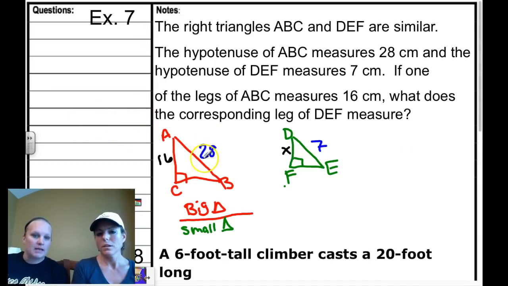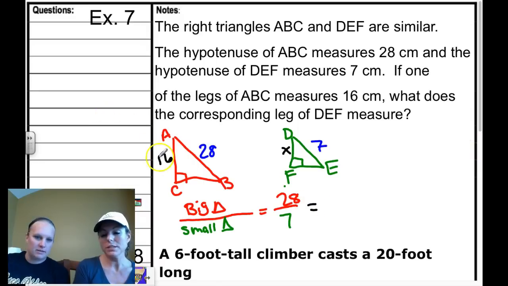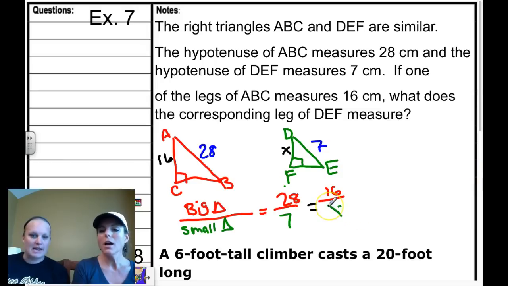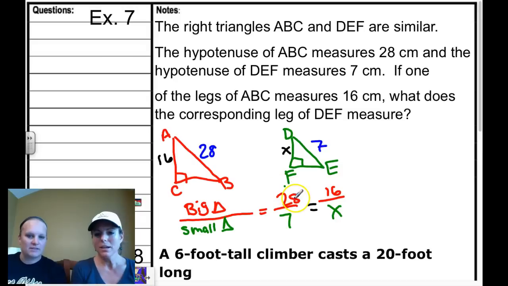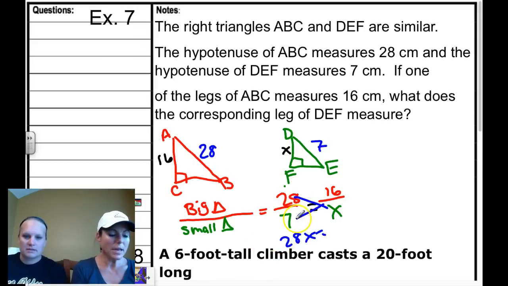So I'm going to start with 28, the hypotenuse. So that was on the big triangle. So we have 28 over what matches it? 7. And we're going to set that equal to, start back with the big, which is 16, over the small, which is x. Notice, we have a proportion. Now we just have to solve. We cross multiply. 28x is equal to 16 times 7, which is 112.